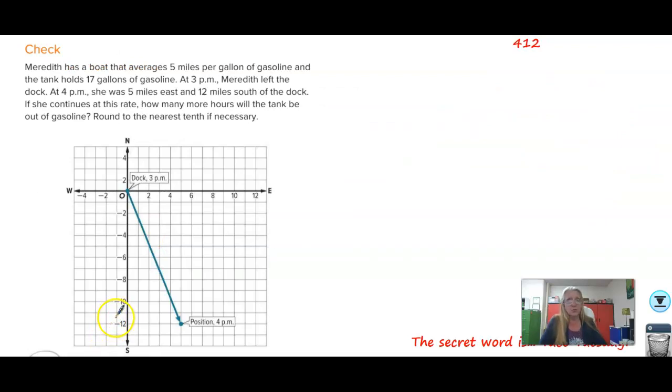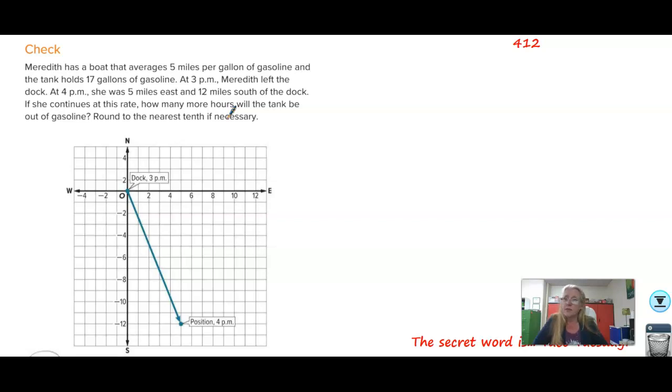And then we have another boat problem. And I worked out all the math on this one ahead of time too, so we're good. Meredith has a boat that, why do all these women have boats? Has a boat that averages 5 miles per gallon of gasoline, and the tank holds 17 gallons of gasoline.